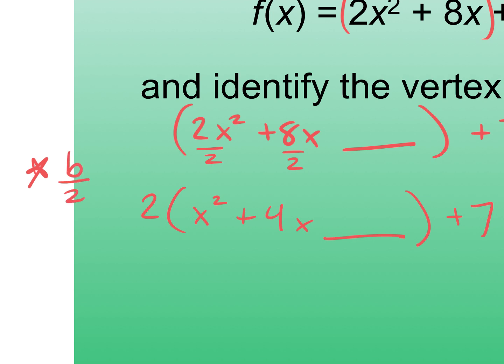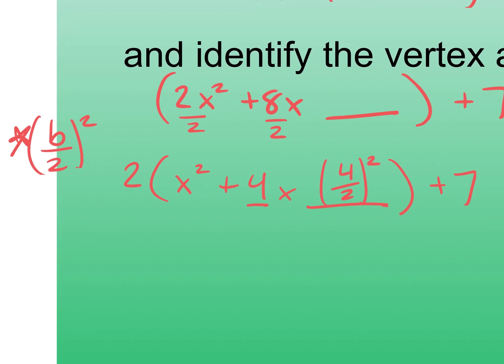Awesome. B over 2 squared. So our b would be 4. So this is 4 over 2 squared. And 4 over 2 would simplify to what? 2. So we have 2 squared.